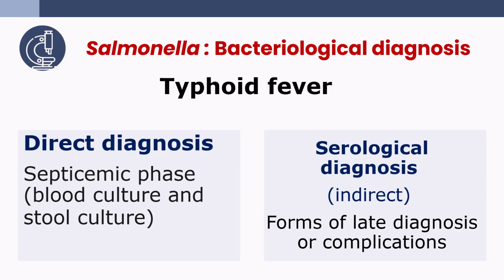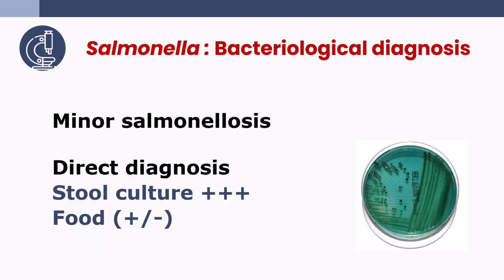The diagnosis of typhoid fever is based on the isolation of Salmonella typhi. In the septicemic phase, blood culture is the gold standard test, with stool culture being useful at a later stage. Serology is an indirect diagnosis, used mainly in late or complicated forms. In minor cases of salmonellosis, diagnosis is based primarily on stool culture, which is the gold standard test. Testing for Salmonella in suspected food items may be performed as a complementary measure, depending on the epidemiological context.